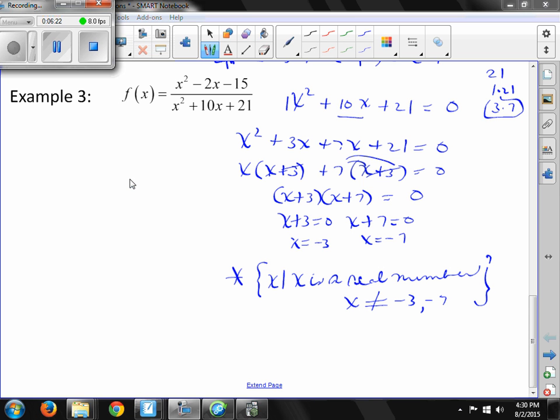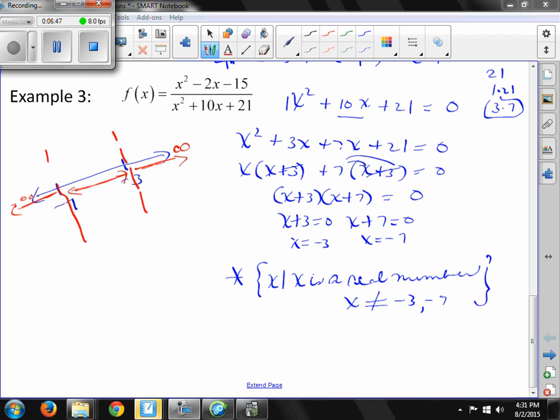If I write it as an interval, remember as an interval, negative 7 will go on the left and negative 3 will go on the right, and this will divide it into 3 regions. The part over here that goes to negative infinity, this part that goes to positive infinity, and the area in between.